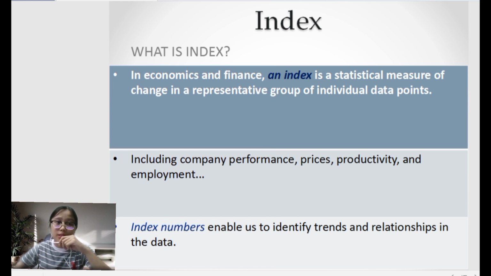What is an index number? In economics and finance, an index is a statistical measure of change in a representative group of individual data points. This data may be derived from any number of sources, including company performance, prices, productivity, and employment. Index numbers enable us to identify trends and relationships in the data.